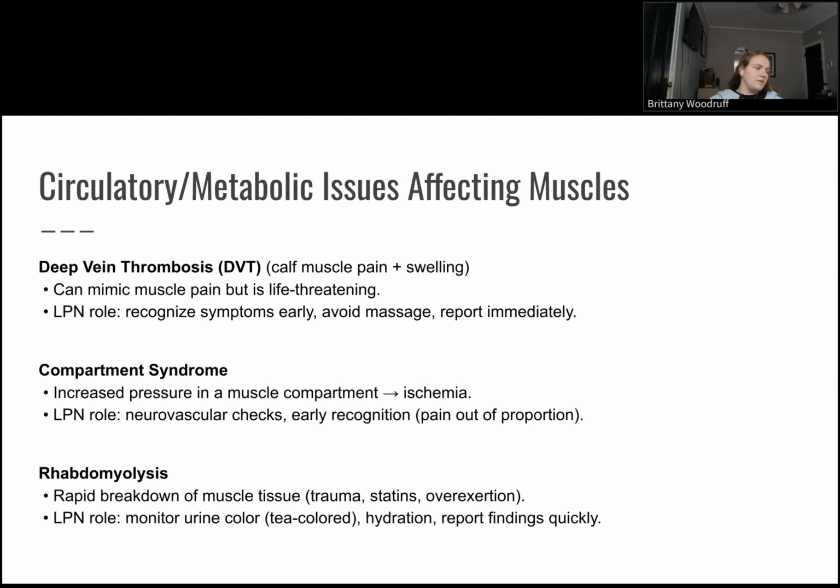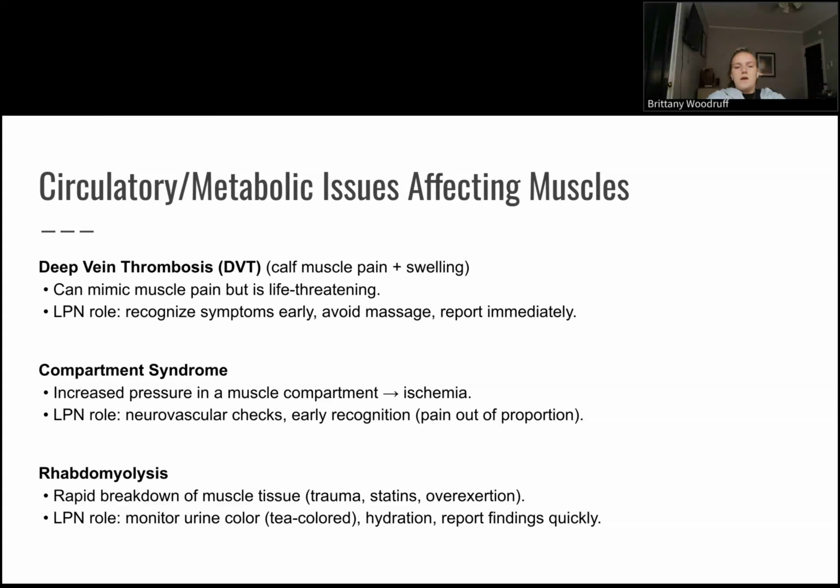Compartment syndrome. I feel like this comes up on Grey's Anatomy quite a bit, where they experience compartment syndrome. What happens is blood starts pooling in a certain body compartment and it can cut off circulation to other vessels, which causes something called ischemia. Ischemia is going to be that tissue dying.